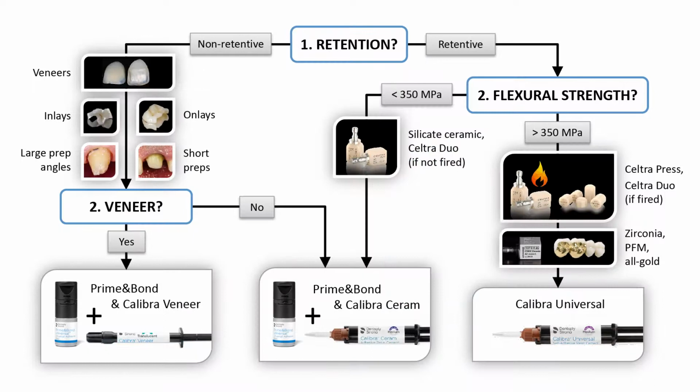Here is an alternative summary of what has been learned, this time in the form of a flowchart. With non-retentive preparations, restorations are bonded with Prime and Bond and Calibra Ceram, unless veneers are being placed. If the preparation offers sufficient retention, restorations can be bonded with Calibra Universal. This rule does not apply to all-ceramic restorations with lower flexural strength. In this case, the use of Prime and Bond and Calibra Ceram is again recommended.